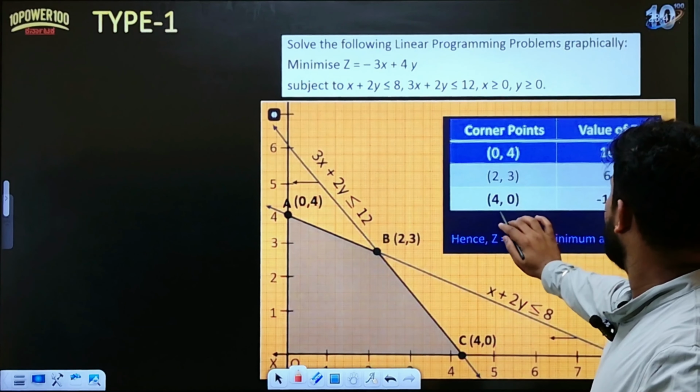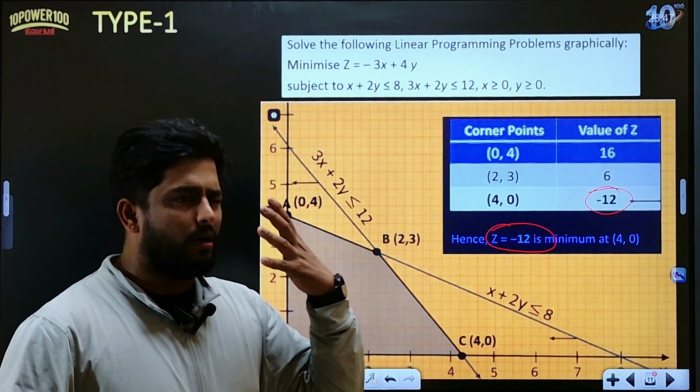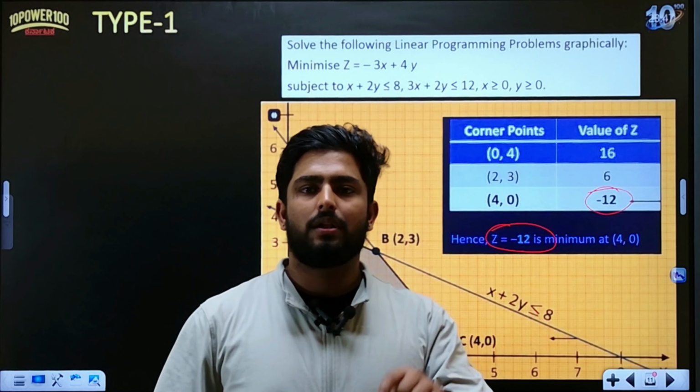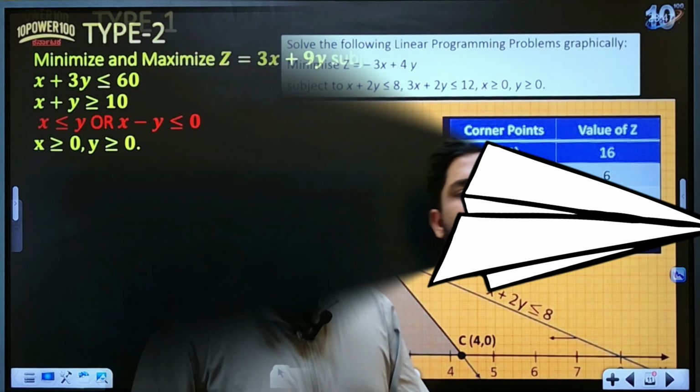Okay, so this is about the type 1 sum. I hope you understood this, and this is how the calculation looks for type 1 sums. In most cases in your model paper also, model paper 1 and model paper 2 both have type 1 sums itself. Now I'll explain type 2 sum very clearly, so please watch this.